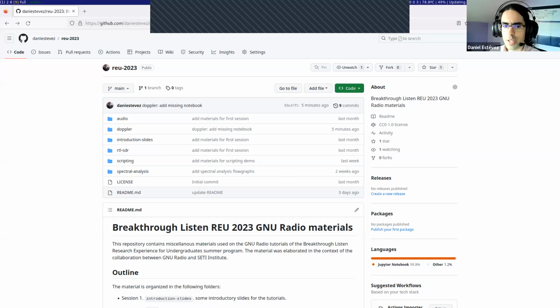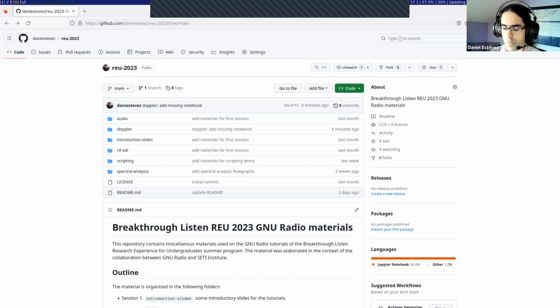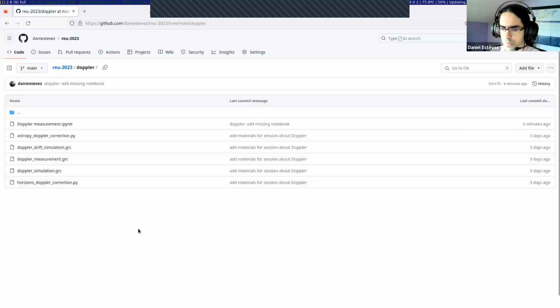So today I'm going to share my screen now. We're going to see how we can simulate this Doppler effect or Doppler drift in GNU Radio, and also how to perform some measurements of frequency, which can then be used to analyze the Doppler and obtain some interesting data. The material for today is in the Doppler folder. I just updated this a few minutes ago because I had forgotten to upload one of the files.